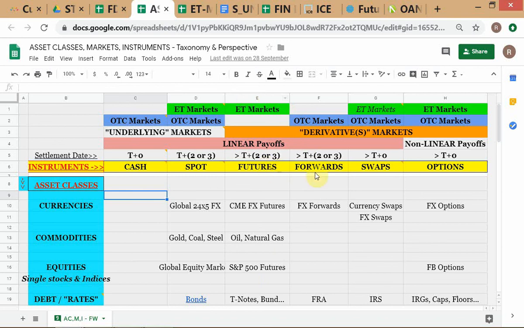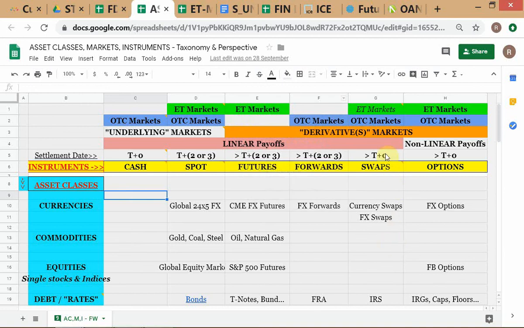This is the distinction between futures and forwards. Another way to distinguish between futures and forwards is to understand that forwards are always OTC instruments and futures are always exchange traded, ETM. So whatever is the distinction between OTC and ETM, in fact I'm not going to say OTCM, I'm just going to say OTC, that will mean OTCM. So ETM versus OTC, whatever is the difference, that is the difference between futures and forwards. Futures are ETM and forwards are OTC. So that's another way when we see those instruments.